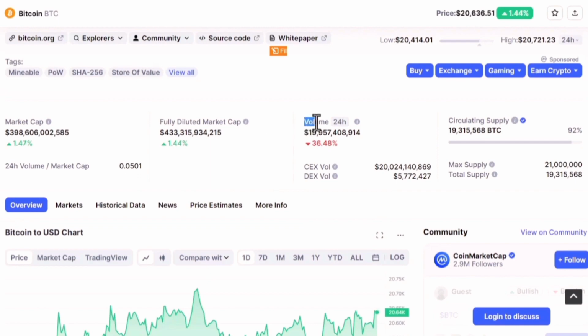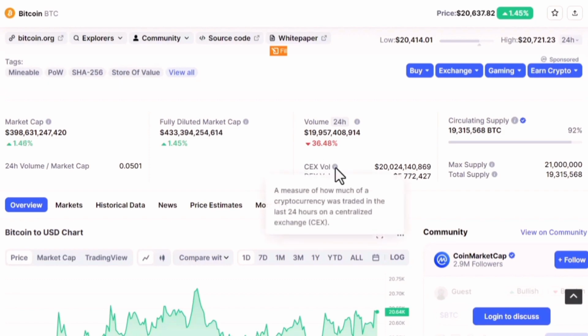Then the volume in the last 24 hours in the whole market was this amount. It had a decrease of this amount in percentage. And we have CX volume and DX volume. What are those? Okay, CX is a measure of how much of the cryptocurrency was traded in the last 24 hours on a centralized exchange. And this one, of course, is for decentralized exchange. So what are the differences? We're going to talk about that later on. Don't worry.